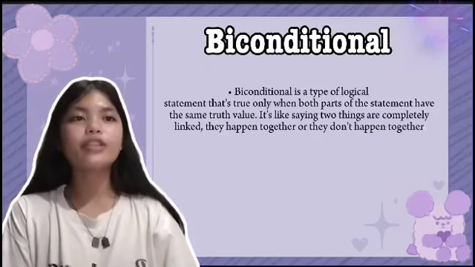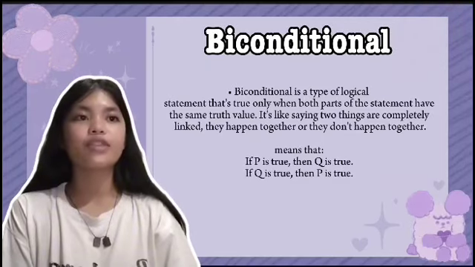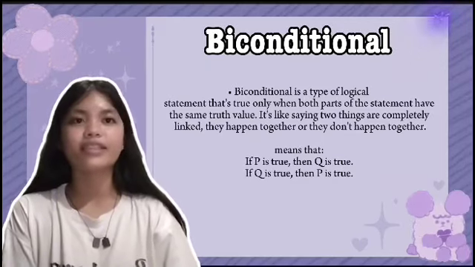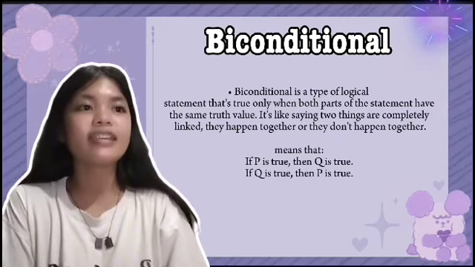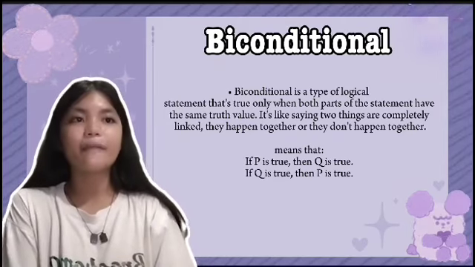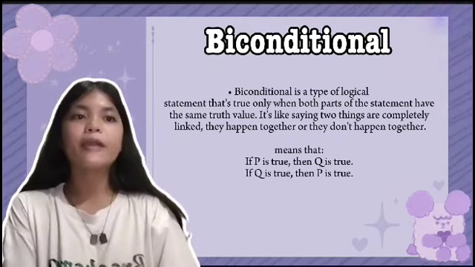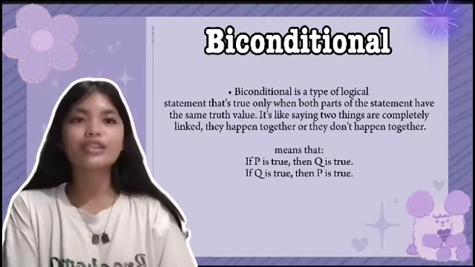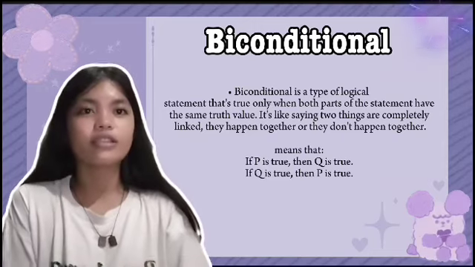Biconditional is a type of logical statement that's true only when both parts of the statement have the same truth value. It's like saying two things are completely linked: they happen together or they don't happen together. It means that if P is true, then Q is true, and if Q is true, then P is true.